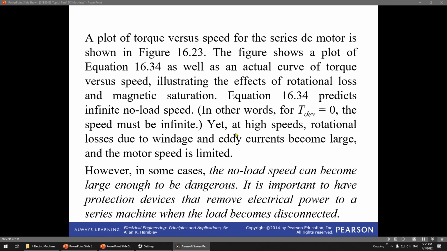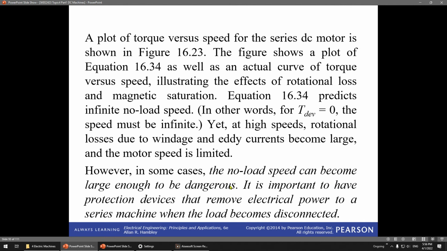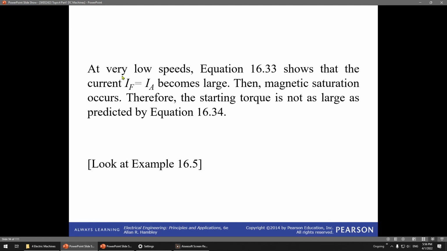So yet the high speed, this one already explained. However, in some cases there is no load, and speed can become large enough that it is dangerous. So be careful, it is dangerous if not loaded. Why? Because in a series connected DC motor, if there is no load, the speed can be very fast. Make sure you have a load when you run a series connected DC motor. At very low speed, the equation shows that the current IF equals IA becomes large, then magnetic saturation occurs. Therefore starting torque is not as large as predicted in the equation. This one was already explained.